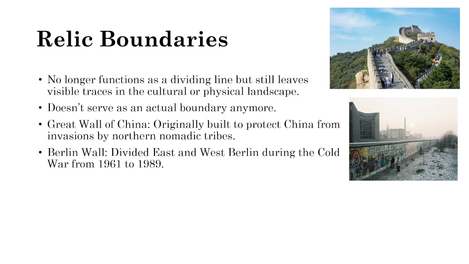Then they had the Berlin Wall, which divided East and Western Berlin during the Cold War, and that fell in 1989. Parts of the Berlin Wall are still there. You can go and still see it, just like the Great Wall of China, but they don't serve as a boundary anymore because Germany is just one country now.